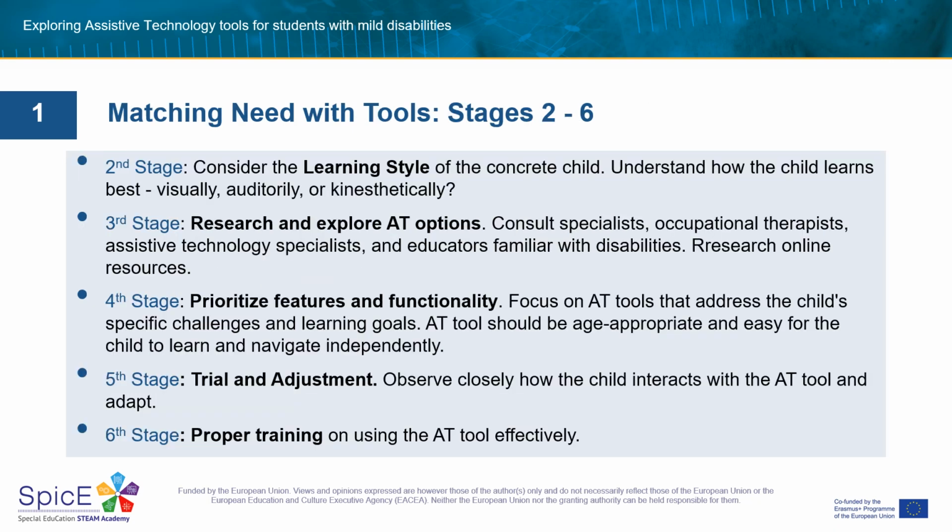The second stage is to consider the learning style of the concrete child. You should understand how the child learns best: visually, auditorily, or kinesthetically. Consider assistive technology options that cater to the child's preferred learning style for optimal impact. After that, you can move to the third stage, which includes research and exploration of assistive technology options.